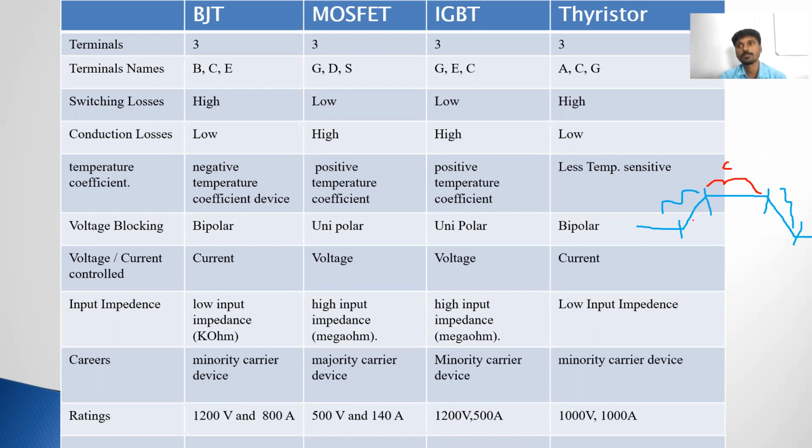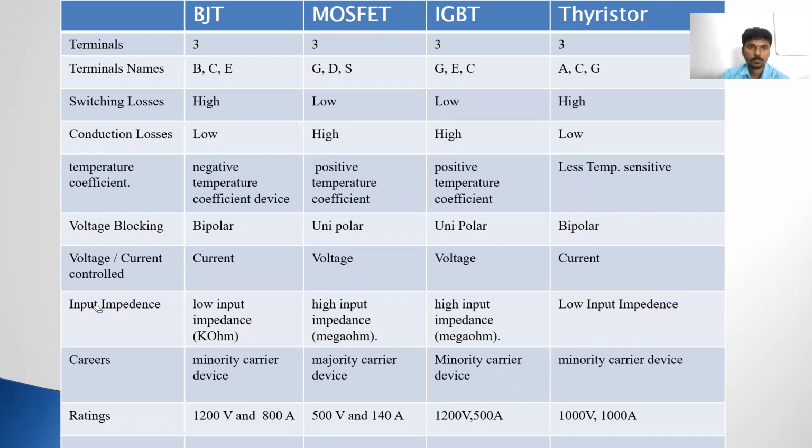Whenever the switch is going to turn on and when the switch is going to turn off, during that short time only, whatever losses are present can be called switching losses. So that is the small difference between switching losses and conduction losses. Switching losses of the BJT and thyristor are high, and for MOSFET and IGBT low, and conduction losses for BJT and thyristor are low, and for IGBT and MOSFET high.